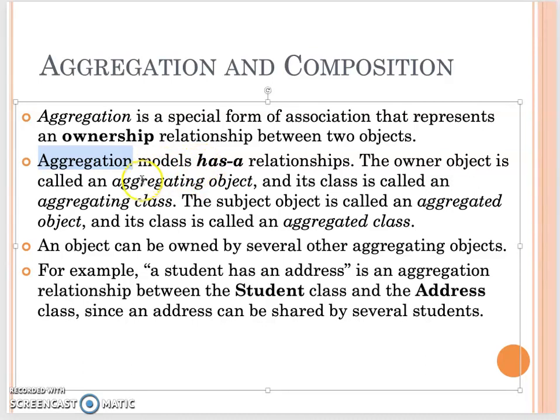The owner object is called the aggregating object, and the class we call the aggregating class. The subject object is called the aggregated object. So what does that mean? That means if we have one object owned by several other aggregating objects, we call it an aggregated object. For example, a student has a name. A student has an address. That's an aggregation relationship between the student class and the address class.